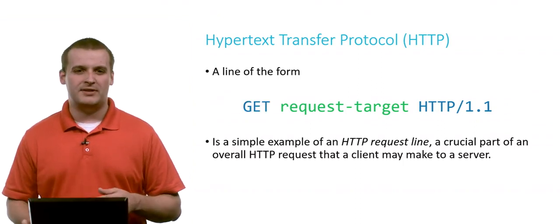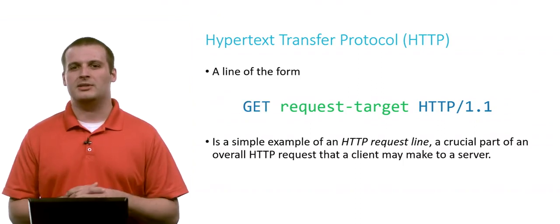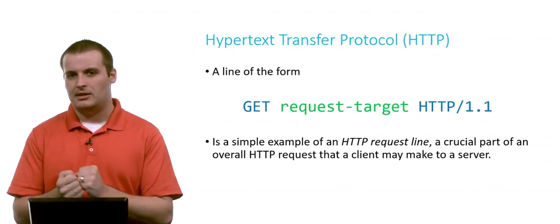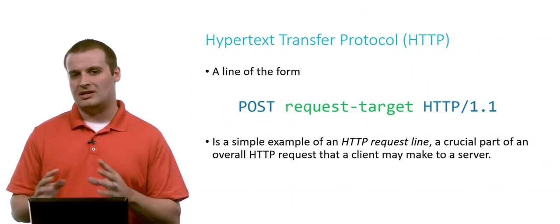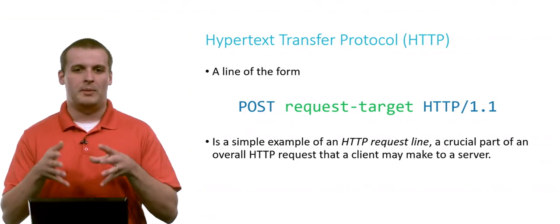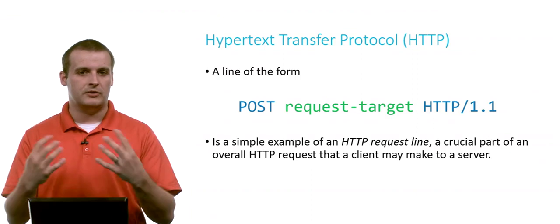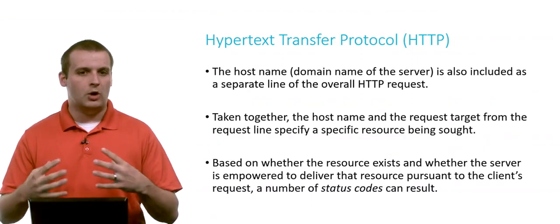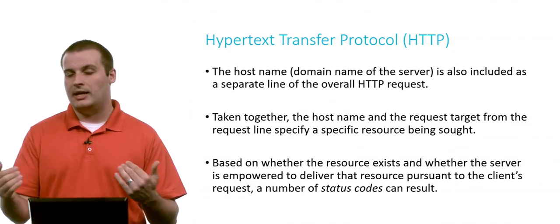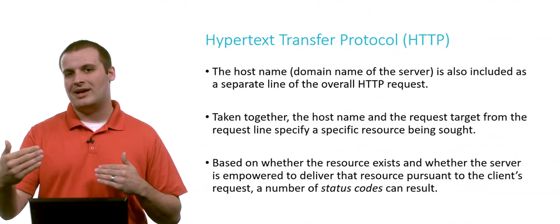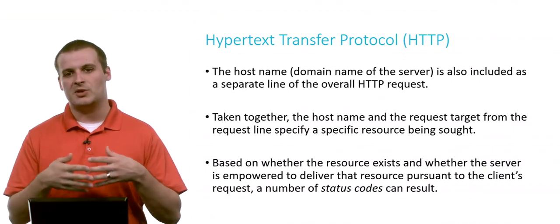For purposes of CS50, GET is probably always what you're going to be using when you're making direct HTTP requests. But POST is another option that we're not going to talk about right now. And then request target is what page on the host's server you would like to get. As I said, that host name is a separate line, usually the second line of the overall request. And so taken together, the host name and the request target specify a specific resource being sought.